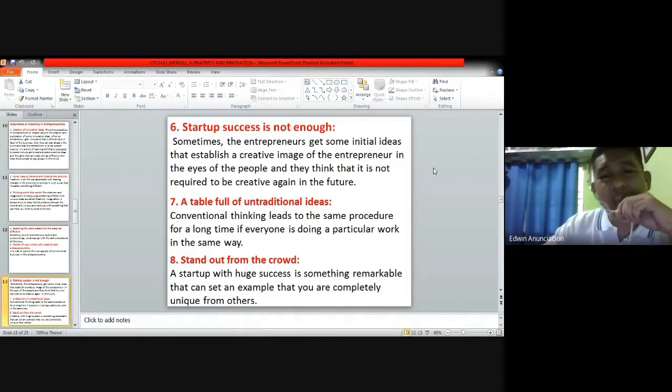And then, siyempre, ito po, number 8, stand out from the crowd. Siyempre, pagka po ikaw ay mayroong creative thinking, talaga pong remarkably, you are exemplary. No? At ikaw po ay nangingibabaw sa lahat. No? Stand out from the crowd. Lalong-lalo na po sa business.